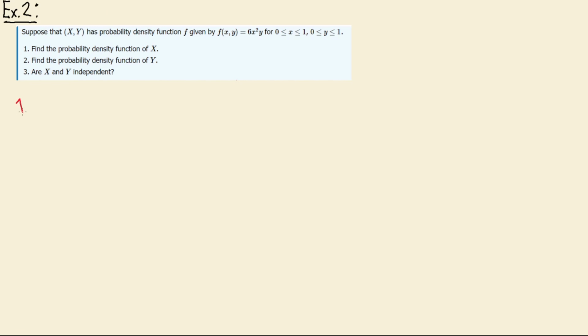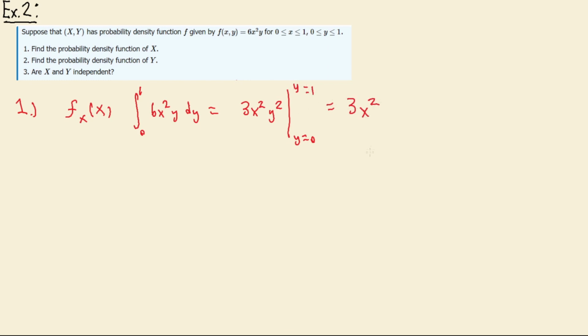And so that's going to be given by integrating over the joint probability density function for all possible values of y. Here, values of y range from 0 to 1. And so we're going to integrate over 6x squared y with respect to y. So what is this going to be? This is going to be 6x squared y squared over 2, which is just 3x squared y squared, evaluated from y is equal to 0, y is equal to 1. And so this is just going to give us 3x squared.